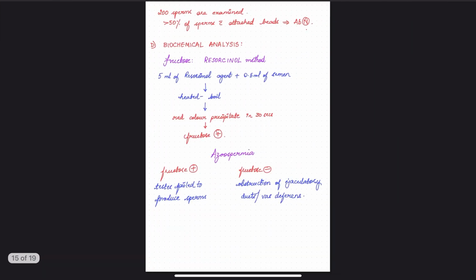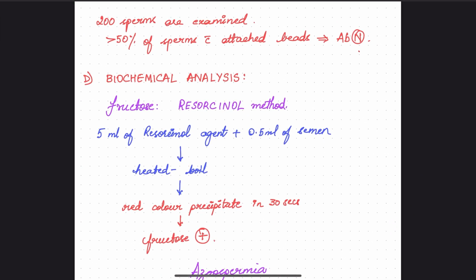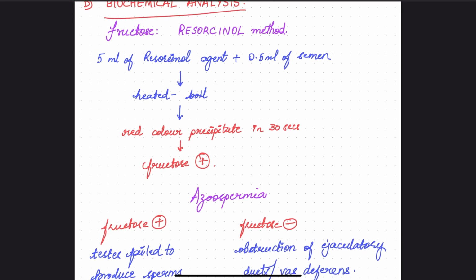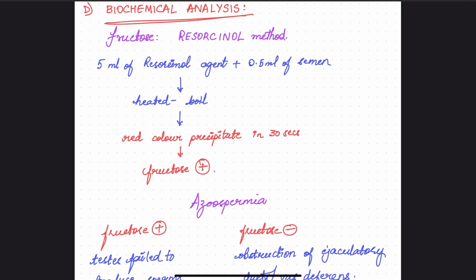So 200 sperms are examined as before. If more than 50% of sperms show attached beads, then it is considered abnormal. This is regarding the immunobead test. We are done with the immunological assay. Now let us study biochemical analysis. In biochemical analysis, the main important thing is fructose.